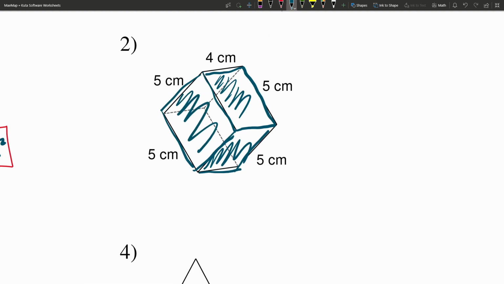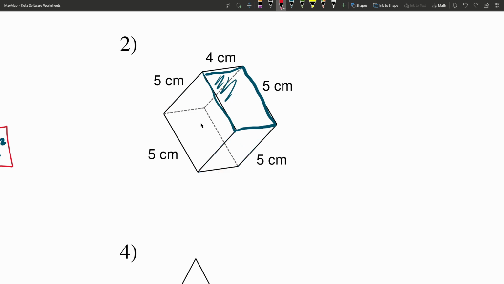So let me use a different color for those. We'll have this back side here. And then we'll have this side here. And then lastly, this side here. So there's 1, 2, 3, 4, 5, 6 different sides on this figure. So we need to calculate the area of each of those 6 sides and add them together. But there's a shortcut for that.